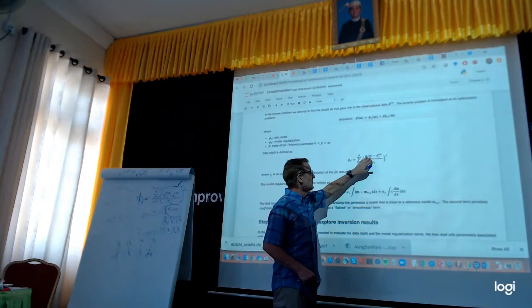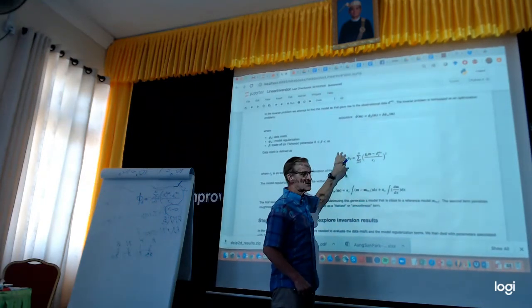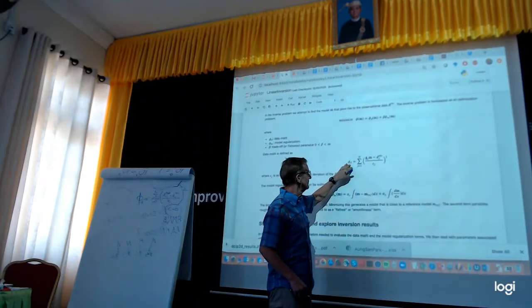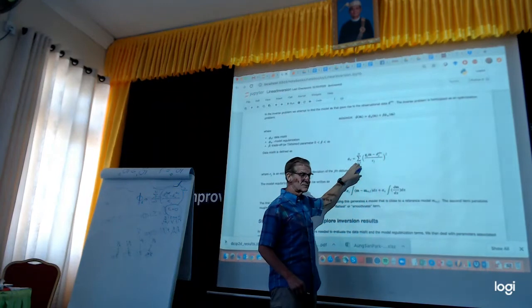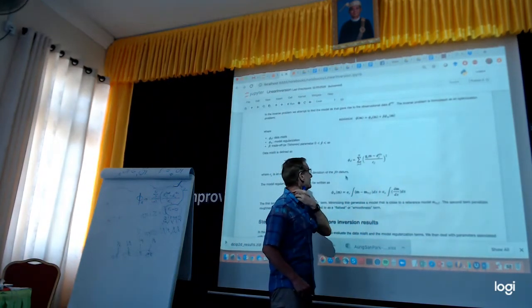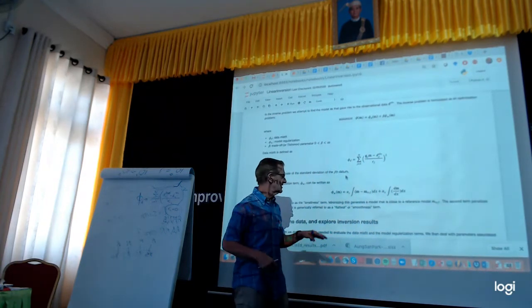Okay, so it's observed minus predicted divided by the standard deviation, all squared, summed up. So that's how we write it. And then we have our geologic knowledge.